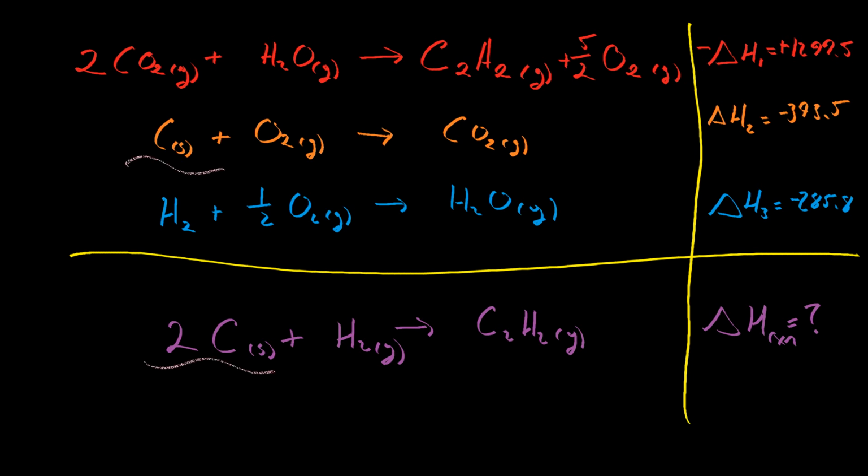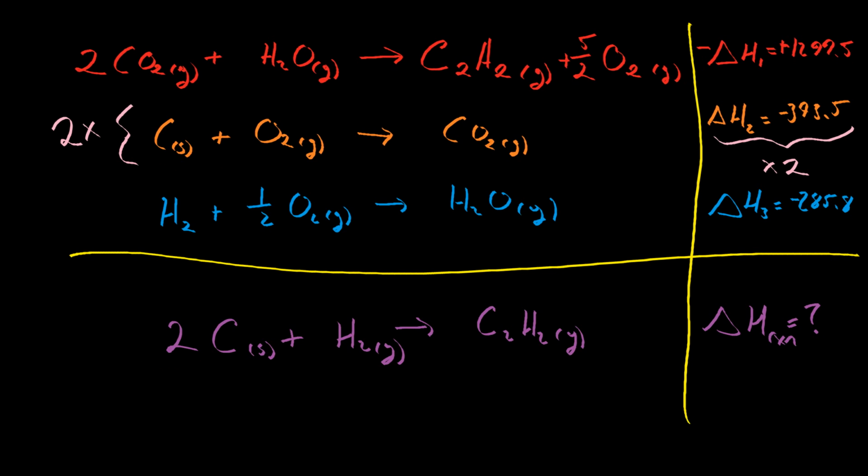We need 2 carbon on the left, 2 carbon amongst the reactants. We look up at our building block reactions, and we see carbon is only available in the second reaction. It's already on the left, which makes things a little bit easier. No need for multiplying by negatives. But we don't have enough, so we are still going to have to multiply. We have 1, we need 2. We need to multiply the reaction and the enthalpy change by 2.